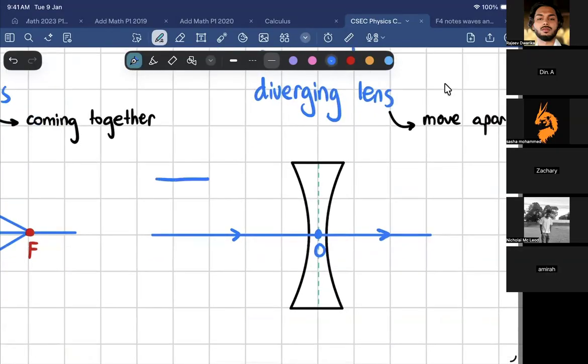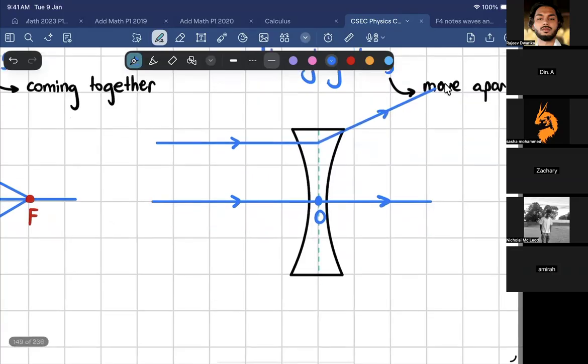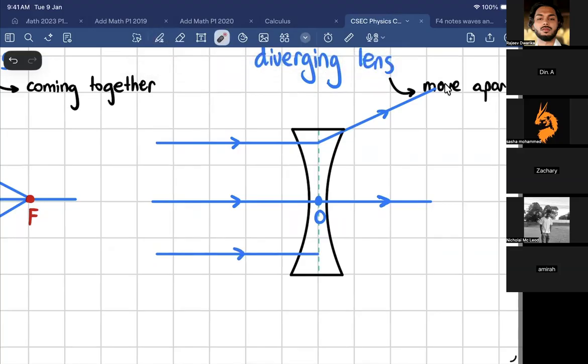So what if we have another light ray over here? It is going to move apart. It's going to move away. If we have one over here, I have a question, guys. I want you to tell me if you think this is correct or wrong. Do you think that would be wrong or correct? Wrong, sir. How about the rest of you? Do you think that would be correct or wrong?